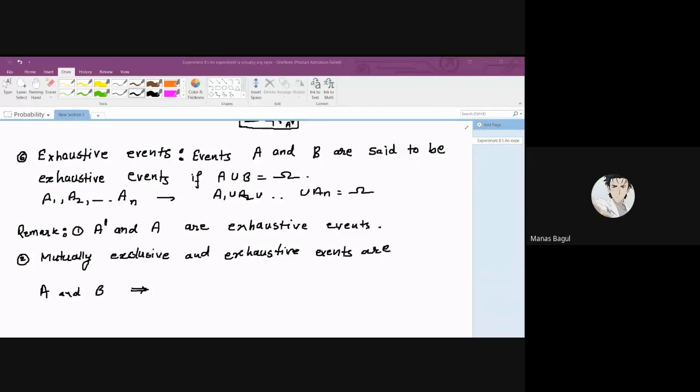They'll cover the whole sample space. What about the intersection of both of them? There won't be an intersection, but drawing a rectangle and a vertical line divides the whole sample space into two parts. Exactly. If I take A, B, and C, it will divide the sample space into three parts.